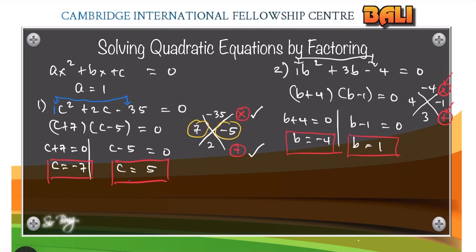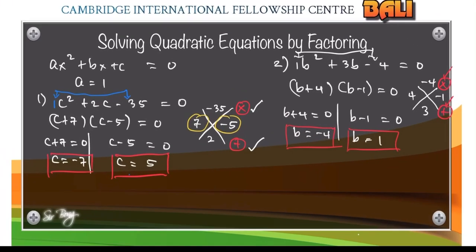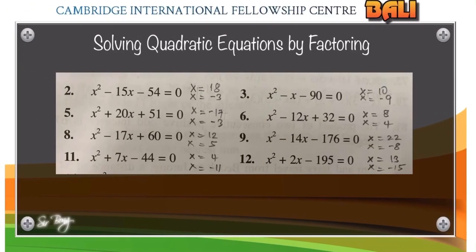So these are the values of b. Now I want you to do some exercises. Solve some items here, all these items, by yourself. All the answers are given to the right of each given, so you can verify your work. Do numbers 2, 3, 5, 6, 8, 9, 11, and 12. Again, the answers are written to the right side of each given, so verify your answers.